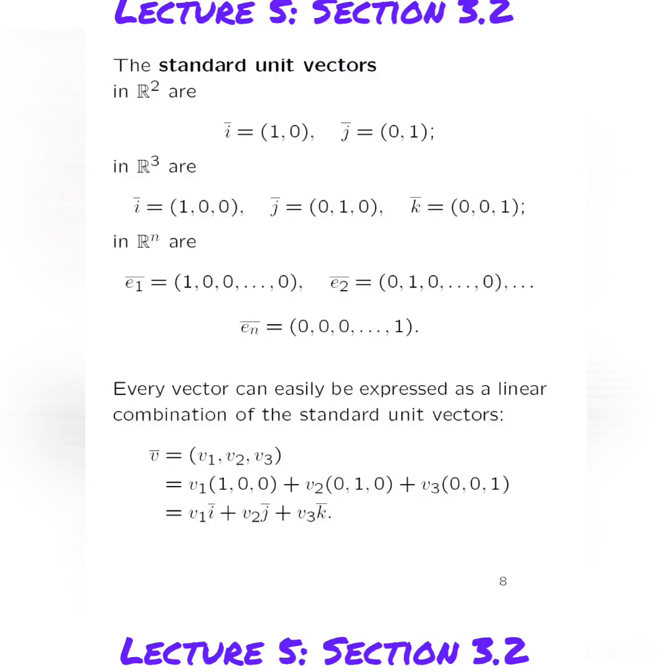Then there at the bottom of the page, also note that you can express any vector, for example, in R3 as a sum of scalar multiples of the standard unit vectors. So you can express (v1, v2, v3) as a scalar multiple of the first standard vector plus a scalar multiple of the second standard vector plus a scalar multiple of the third standard vector.